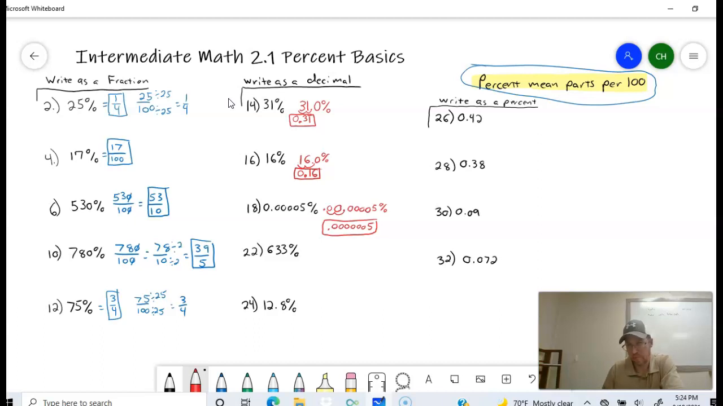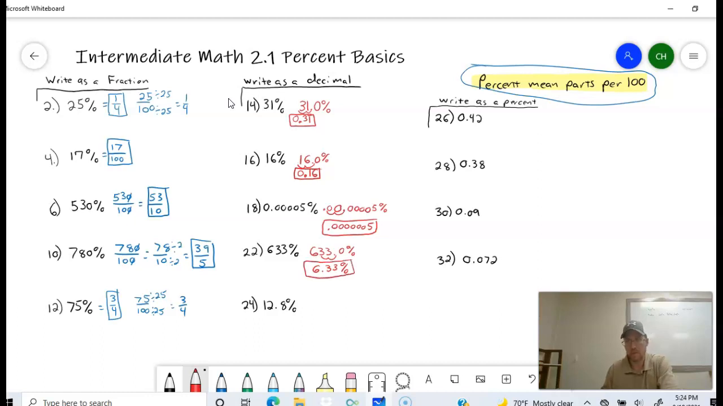633%, big number. Treat it the same as you do any other whole number. That's the same thing as 633.0%. Move that decimal 2 places. I'm going to be with 6.33%.